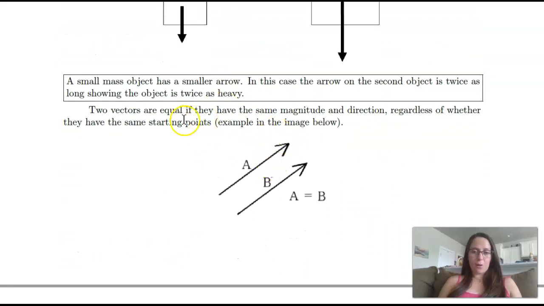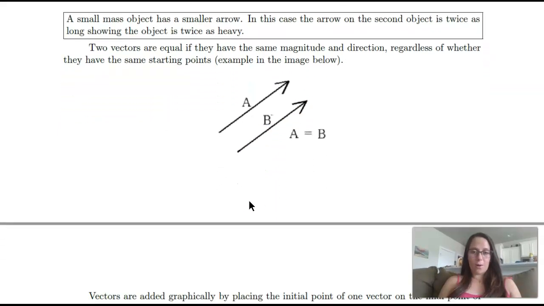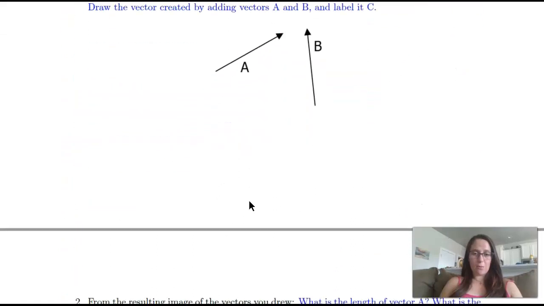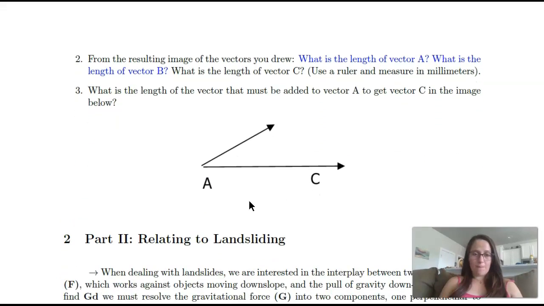I do want to point out one thing here before I continue onward. Here it is said that 2 vectors are equal if they have the same magnitude and direction, regardless of whether they have the same starting point. So, as you can see, A and B in this case are the same length, so the same magnitude, and they have the same direction. So they are the same vector, basically, okay? They're equal. So that is an important fact that we'll use in the coming questions. Okay, so go ahead and read through all of this and continue onward to question 3.